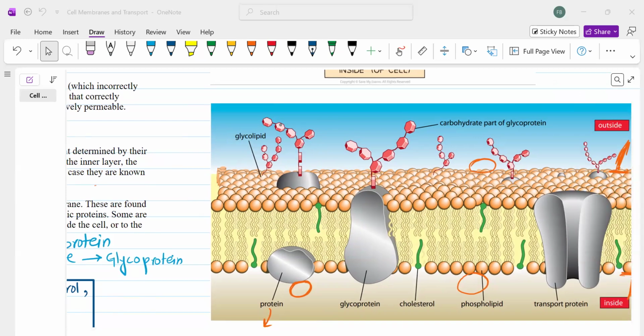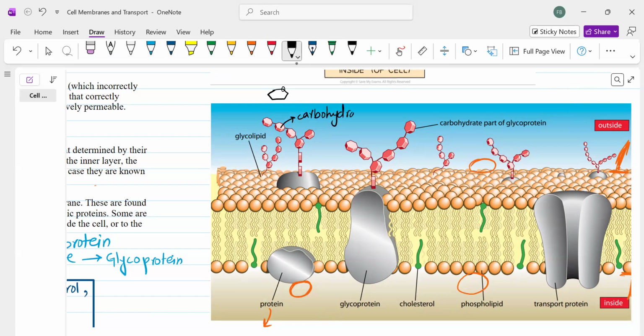It is defined from this that it will definitely be a carbohydrate, because in carbohydrates we have discussed in detail the glucose ring structure. You remember? Like this. So you have different glucose units, and that is how we know this part is carbohydrate. That's a glycoprotein.